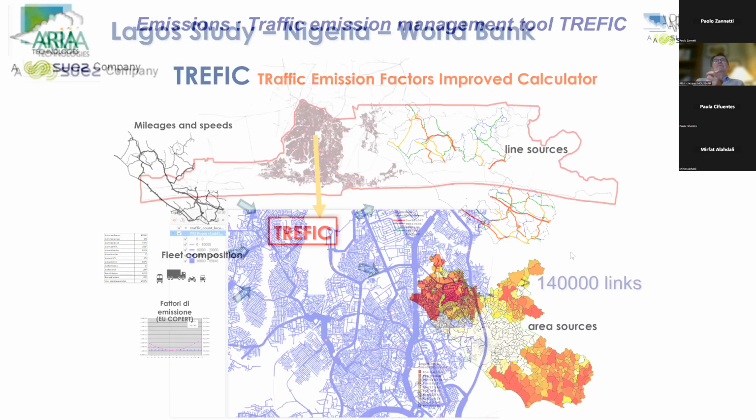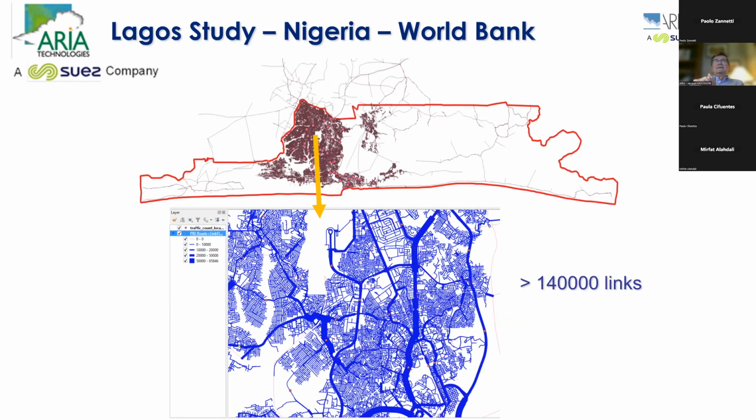This is the example for a study we did recently in Lagos for the World Bank, Lagos, Nigeria. We have been using a collection of over 140,000 links that were injected into the traffic model to determine the high resolution database for traffic emissions.